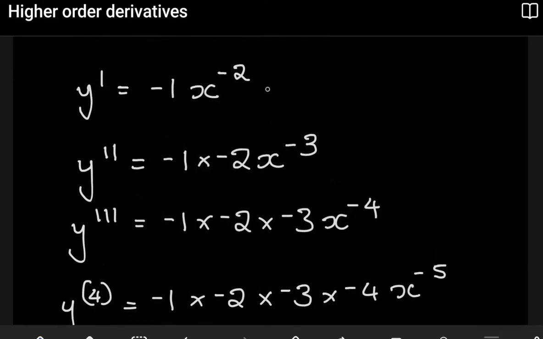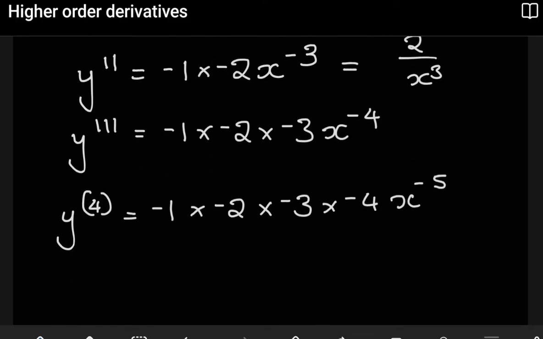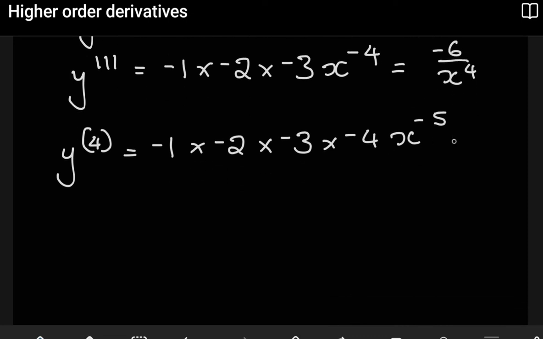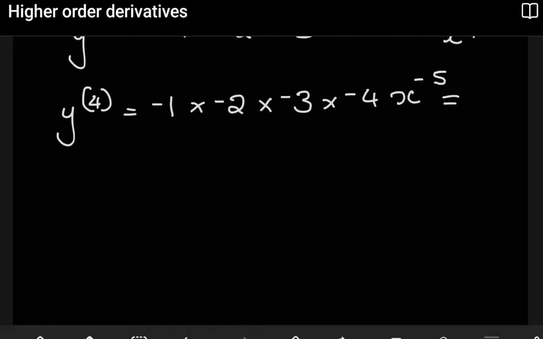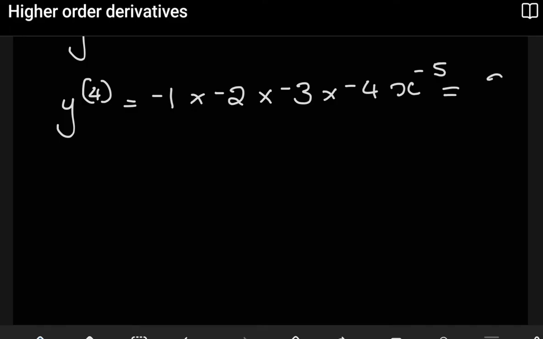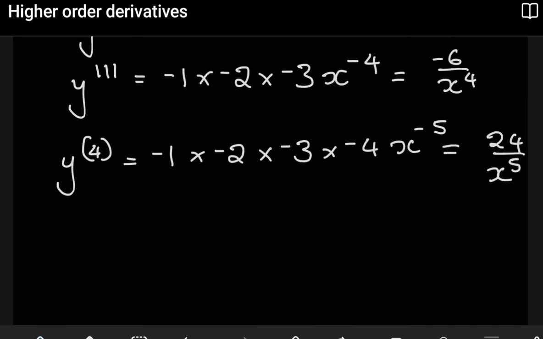At this stage, you start seeing what is happening here. Of course, all these expressions can be written as negative 1 over x squared. This can be written as, it becomes positive of course, 2 over x to the power 3. And this will be negative again. This is going to be negative 6 over x to the 4. And lastly, that's going to be 6 by 4, which is positive 24 over x to the power 5.